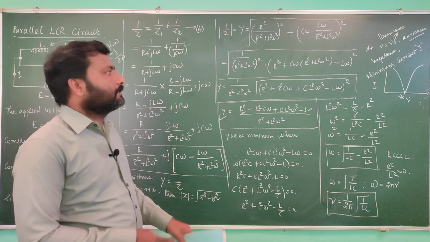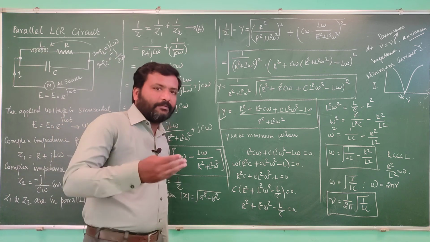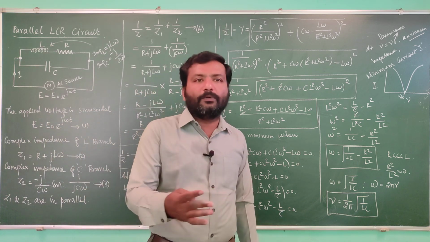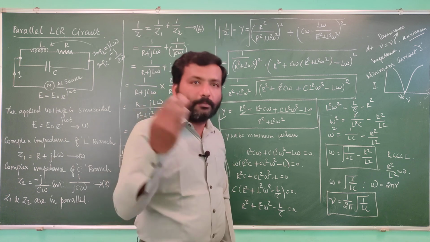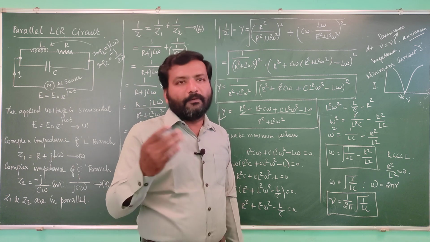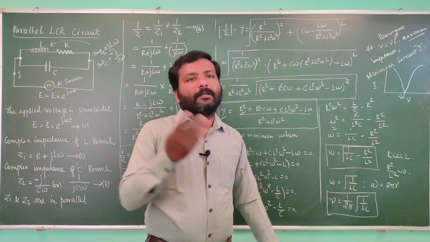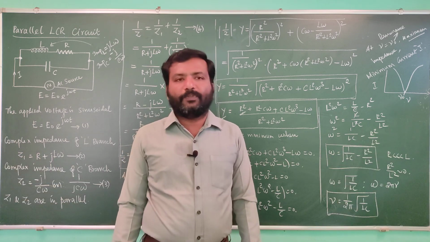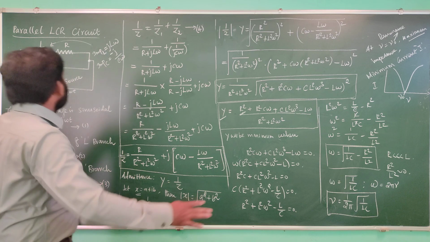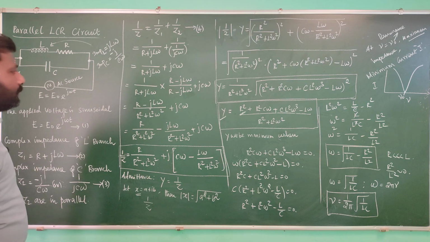So parallel resonance circuits are used to filter out or reject some frequency of current in a current which has multiple frequencies. So this is the parallel LCR circuit and its mathematics.